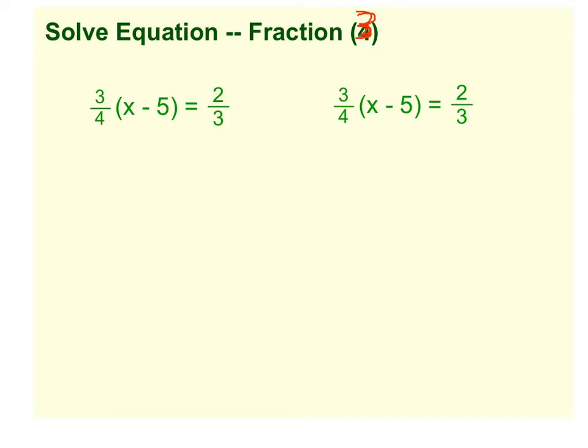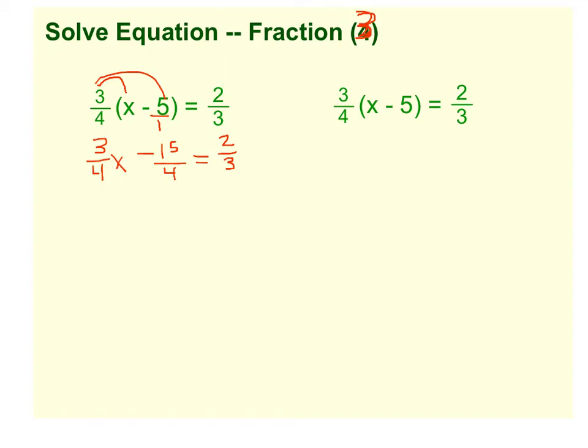Anytime that you have some distributing to do, you want to go ahead and take care of that first. So it's 3/4, we're going to multiply. We have 3/4 x, and the 3/4 times a -5. Let's make that a 5/1. Multiply the numerators. 3 times -5 is a -15 over 4 times 1 is 4. Equals 2/3.